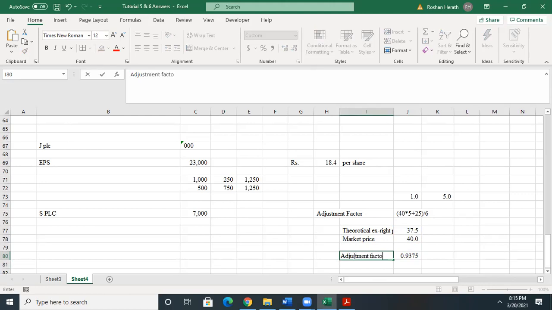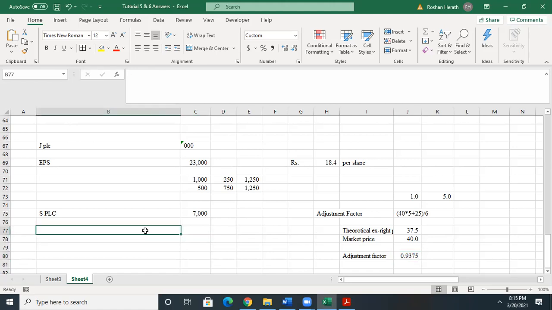The number of shares that was there before the rights issue must be adjusted by this adjustment factor and then you can identify the number of shares. So we apply this adjustment factor to the weighted average number of shares before the rights issue. Here it's important to work out the weighted average number of shares.